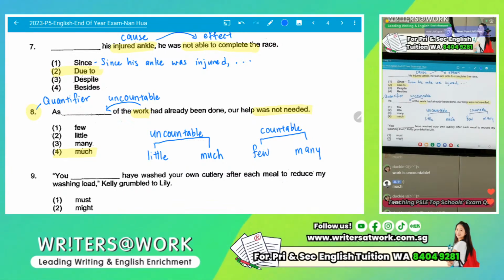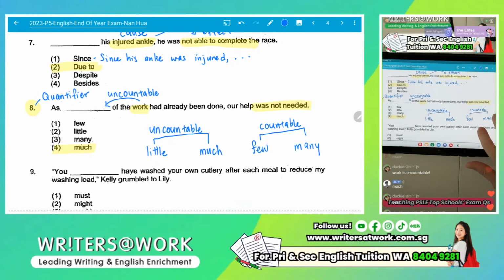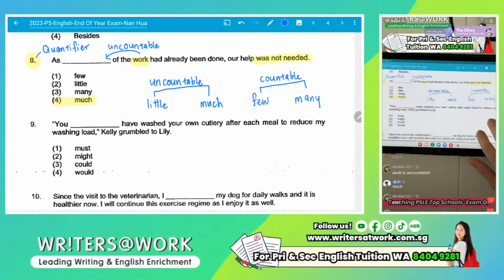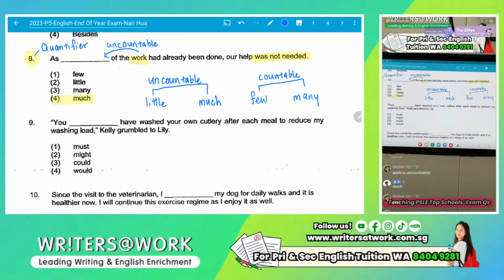Okay, so once again, this is a very common question. It's not particularly tricky, but it is common, so make sure you get it right. Okay. Question 9. Question 9 can be tricky. This is a modal question.